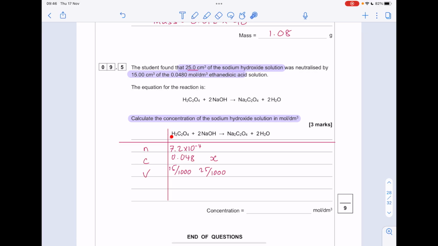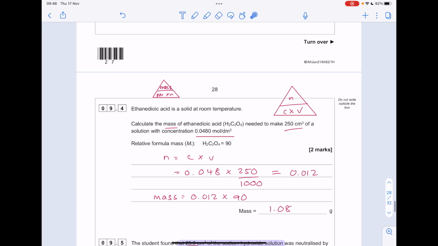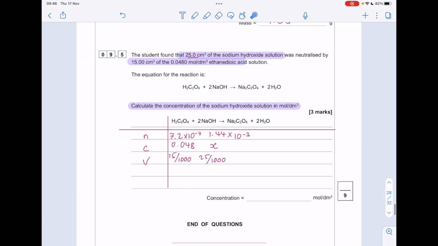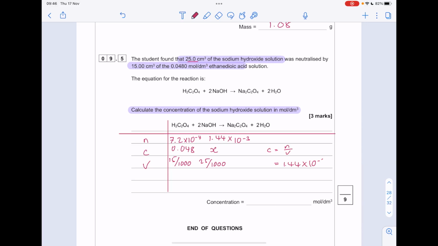Check the mole connection. It's 1 to 2, so you need to multiply that number by 2. And then when you've done that, you have the number of moles of sodium hydroxide. So then it's a matter of finding your concentration by doing number of moles divided by volume. So your final answer here is 0.0576.